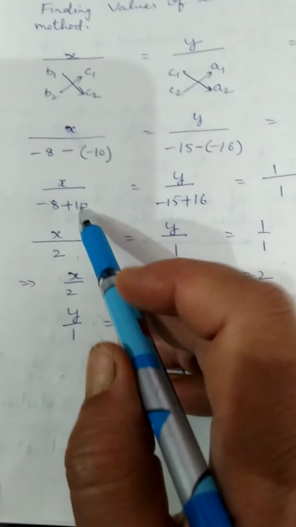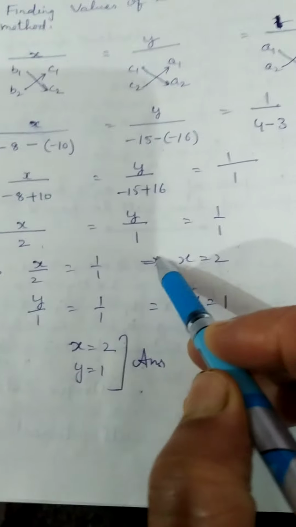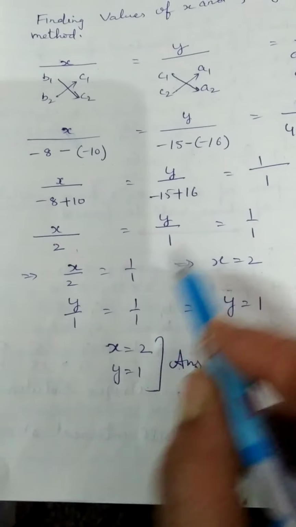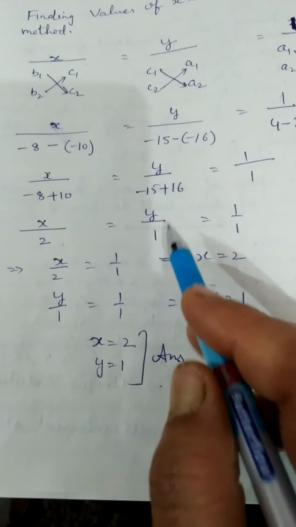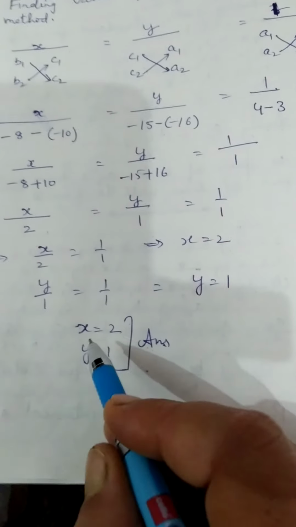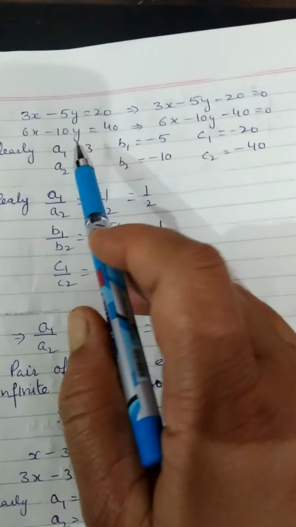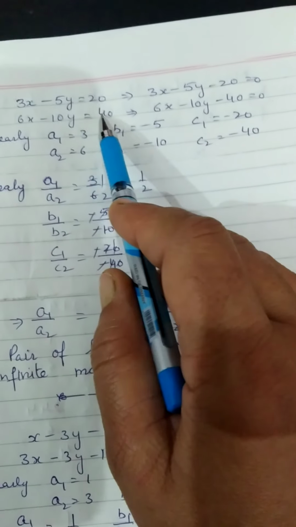In this way we get x upon 2 is equal to y upon 1 is equal to 1 upon 1. X by 2 is equal to 1 by 1, and y by 1 is equal to 1 by 1. We get x is equal to 2 and y is equal to 1. Now the next question is, the given equations are 3x minus 5y is equal to 20.